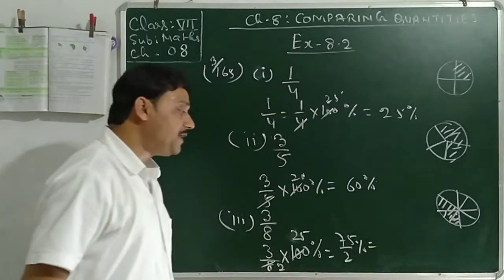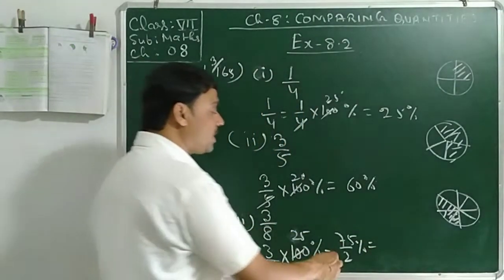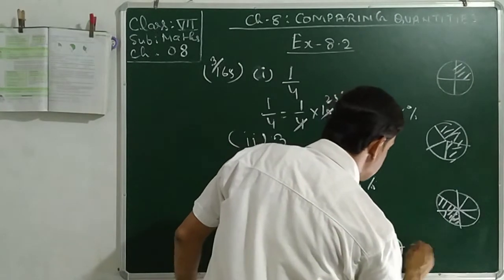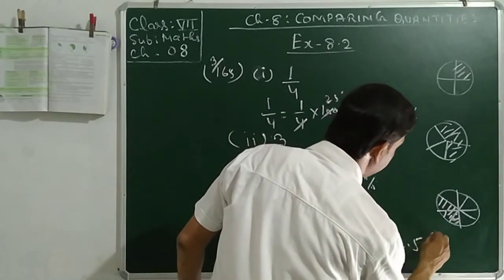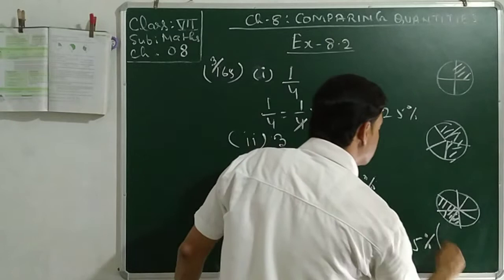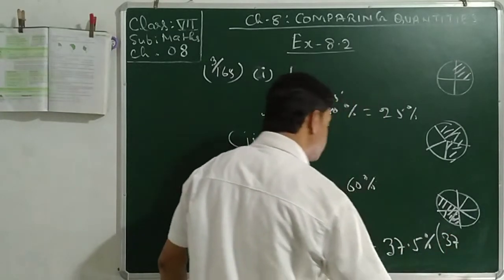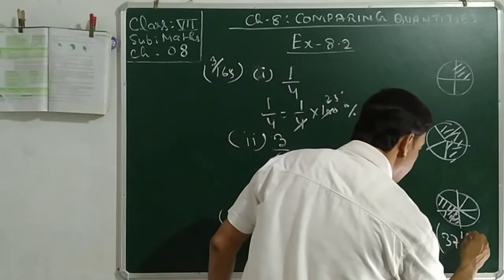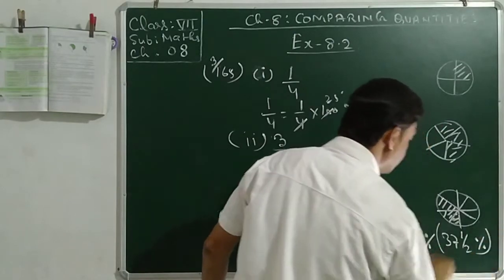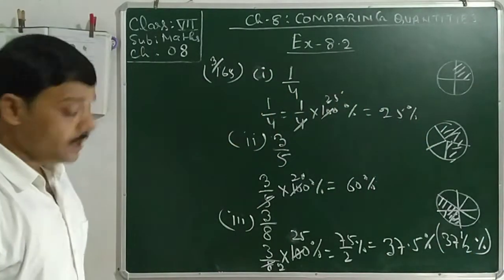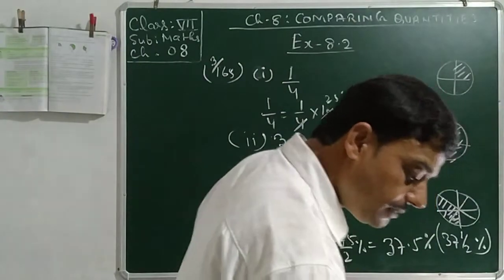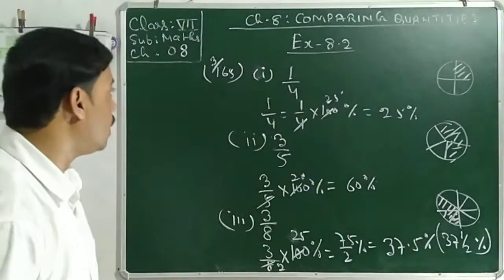You can keep it like this also, or you can write it as 37.5% or 37 whole 1 by 2%. Whatever you like, you can use. In this way, complete the 3 number sum and come to the 4 number sum now.